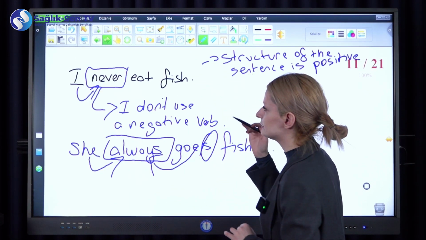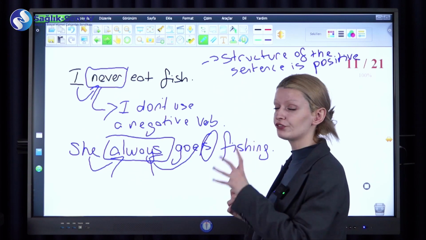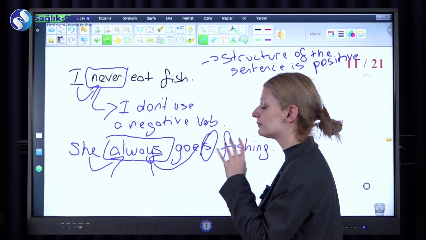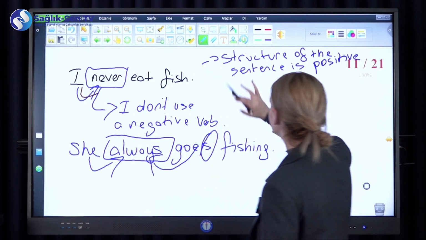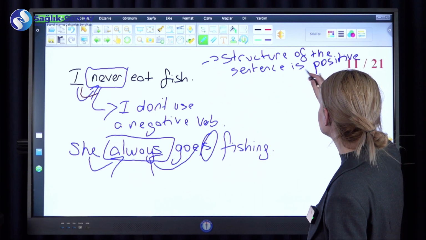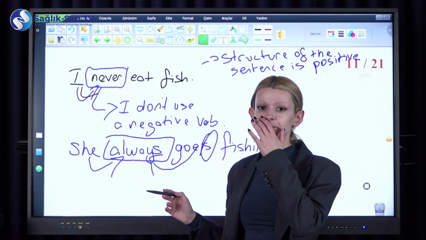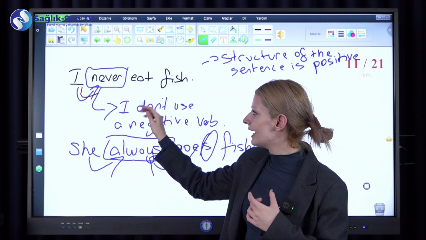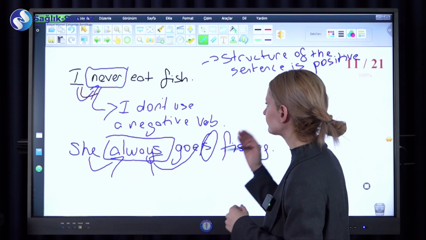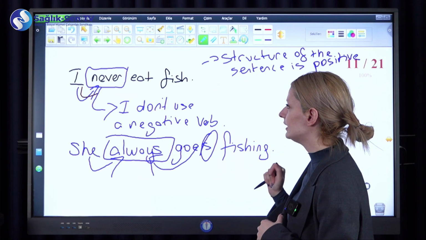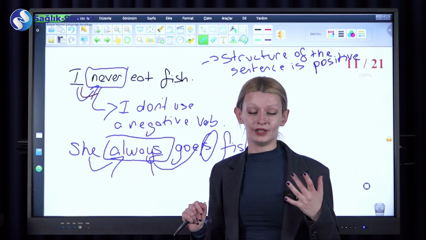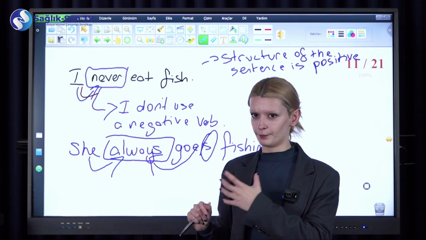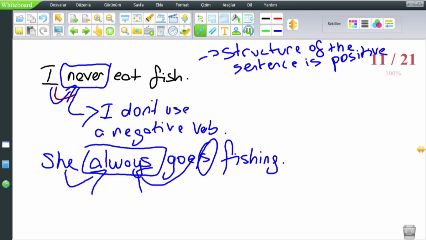I never eat fish. The placement of the frequency time expressions is important. The structure of the sentence is positive if we put it after the subject. I never eat fish, and I don't add any negative verb when I'm using never, because never on its own expresses negativity.